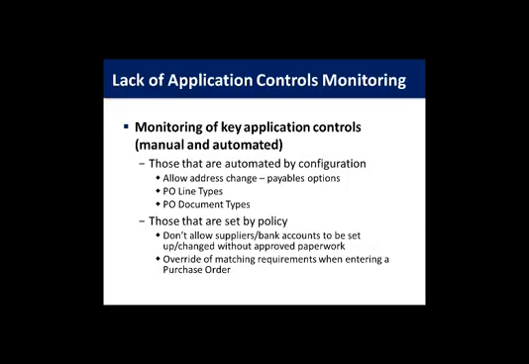PO line types determine by default whether it's a two-way match or a three-way match. And then also note that I've got this. I'll hold my comment there. PO document types would be if you've got controls related to PO approvals or requisition approvals.